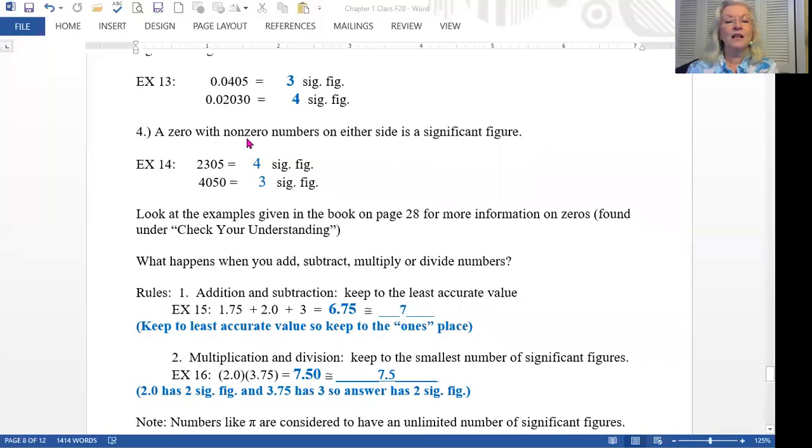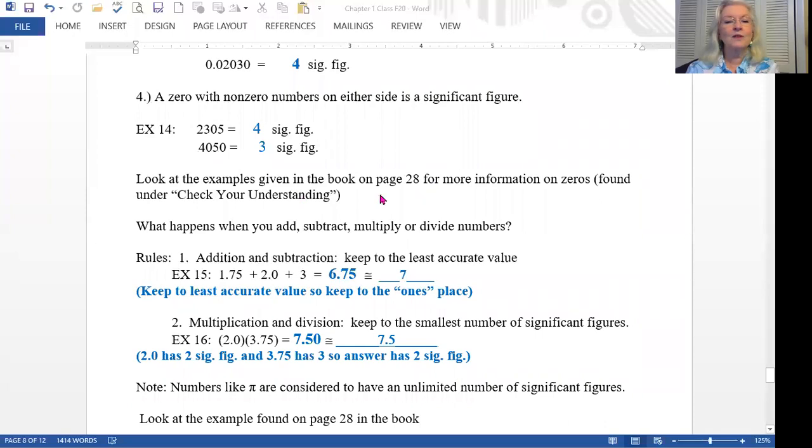So zeros flanked on either side by non-zero numbers, they count. So 2305, the 0 counts because it's got a non-zero number on each side of it. 4050, the 4 counts, the 0 counts, the 5 counts. The last 0 does not because there's no decimal and there's not another non-zero digit. So this one only has 3 digits that count, 3 sig figs. I know, it's terrible. So there are some examples in the book about check your understanding.